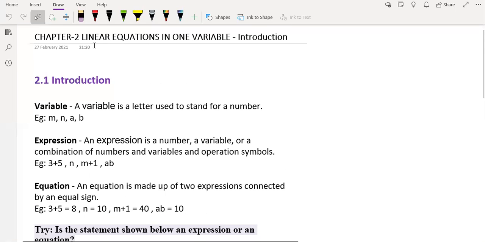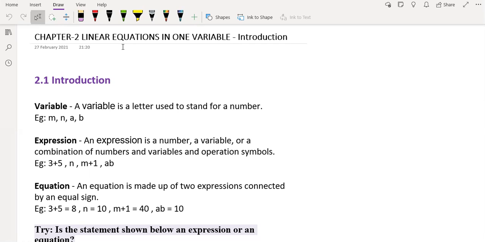Okay, so before going into exactly what is this huge title as we see here, let us first go from the basics. Let us start with variable. What is a variable? As you can see here, it has been written a variable is a letter used to stand for a number. So that means it is a letter which can have various values. Like for example, here M, N, A and B has been written.